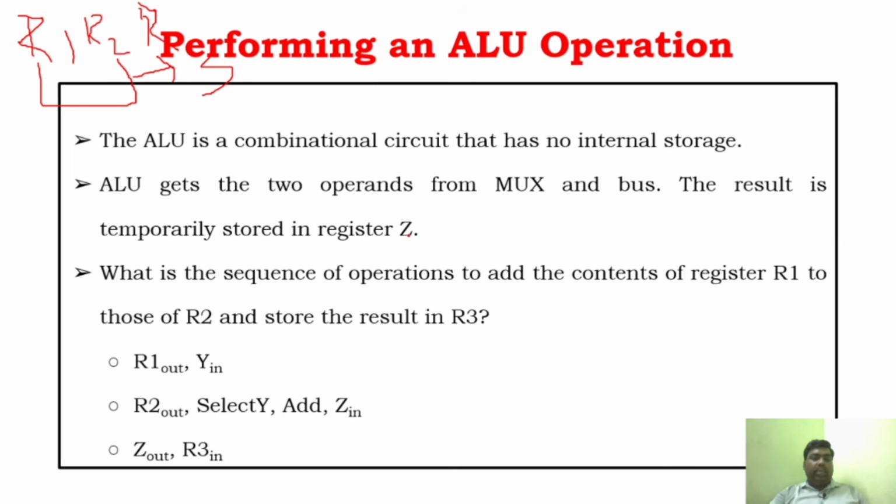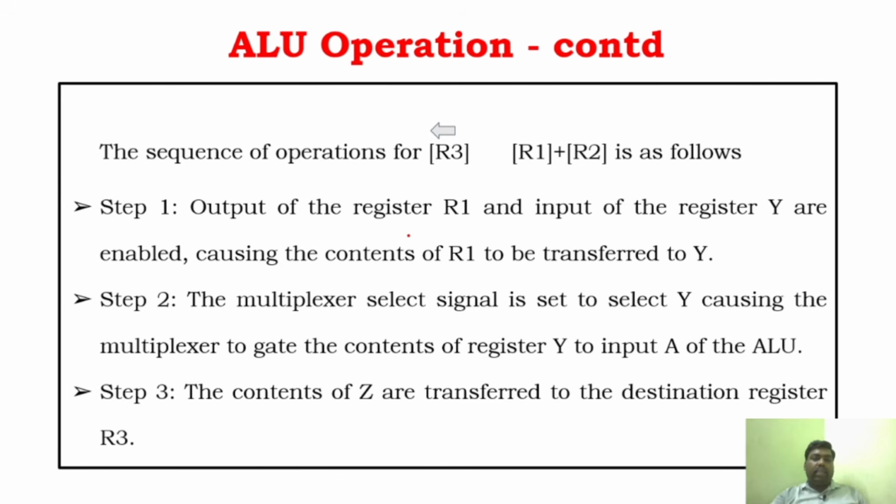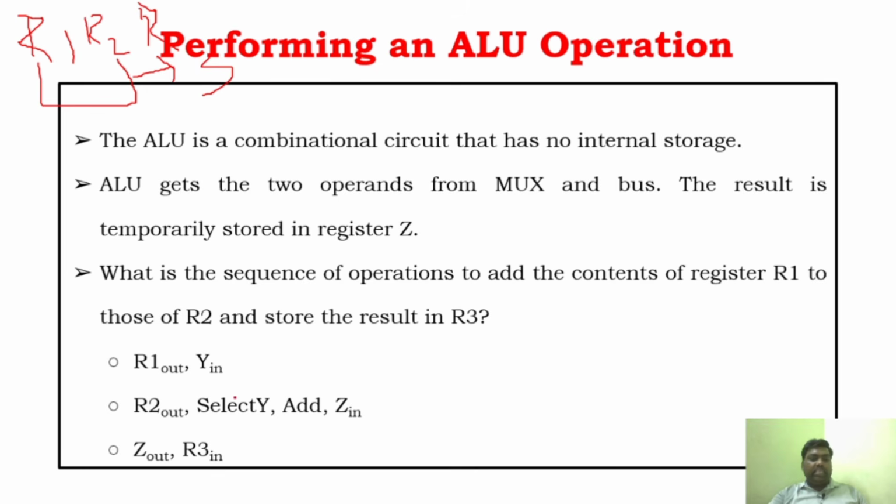And you can see here, this is what we have explained here. If you want to add the content of R1 and R2, what you have to do? First, you have to move the content of R1 to Y. And then the multiplexer will select Y, and it is given as A. And similarly, parallelly, R2 information will be sent to B. And then the ALU will perform the operation, and then it will send the result to Z.